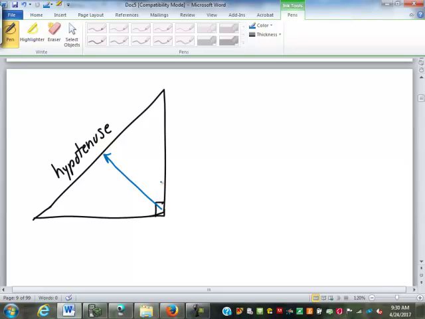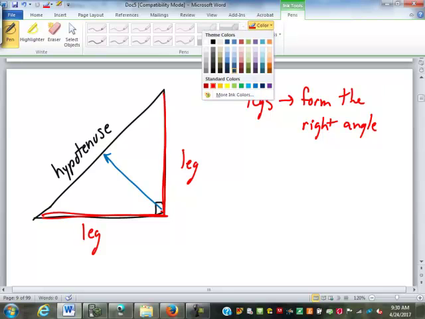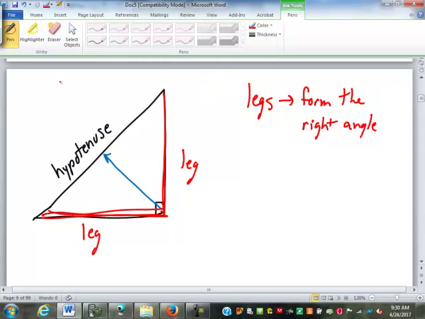In other words, it does not touch the right angle. These other two sides, you can see, this one touches the right angle on this side. This one touches the right angle on that side. In other words, those are the two sides that form the right angle. They are each legs. So the legs form the right angle. I used to remember it because the legs make an L shape. L for legs.